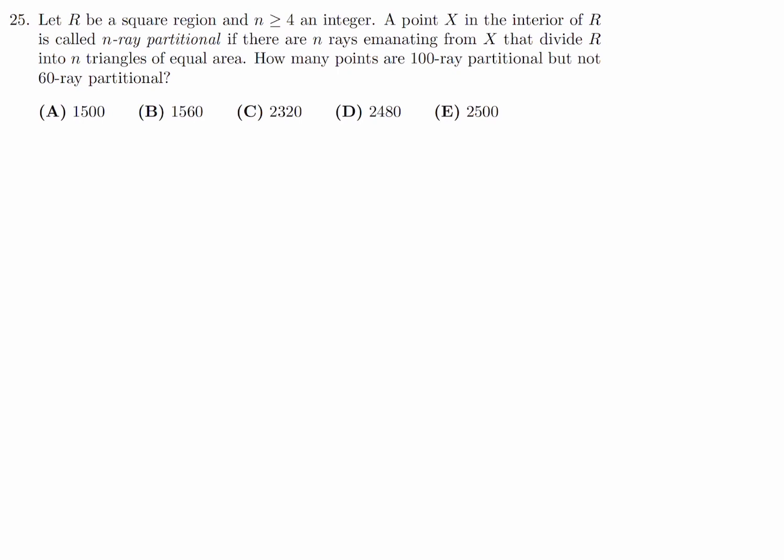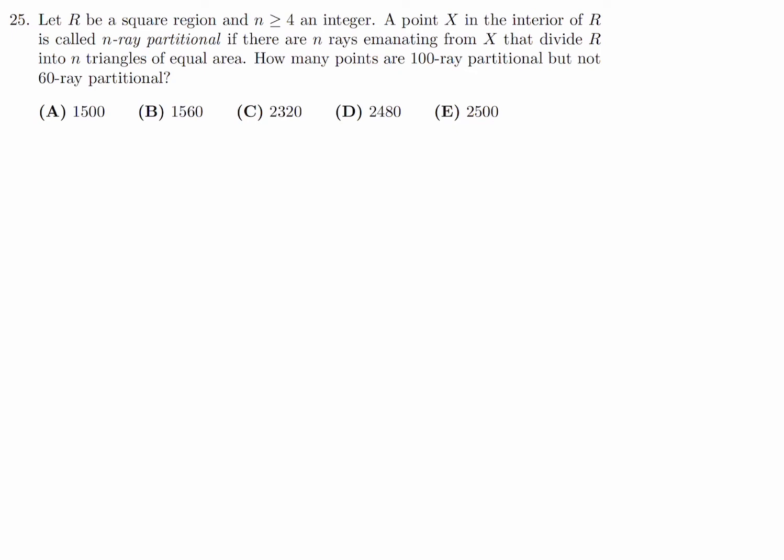Let R be the square region with n greater than or equal to 4, an integer. A point x in the interior of R is called n-ray partitional if there are n rays emanating from x that divide R into n triangles of equal area. How many points are 100-ray partitional but not 60-ray partitional?